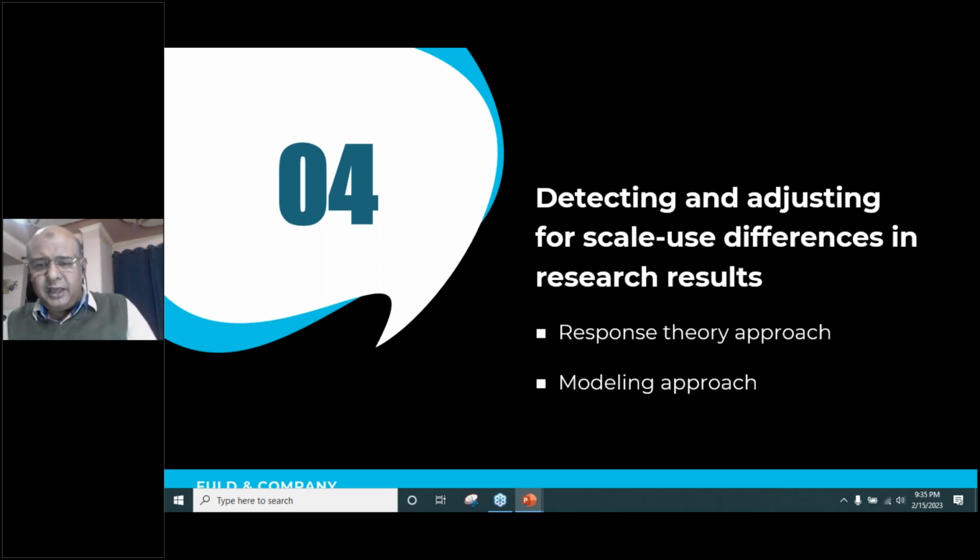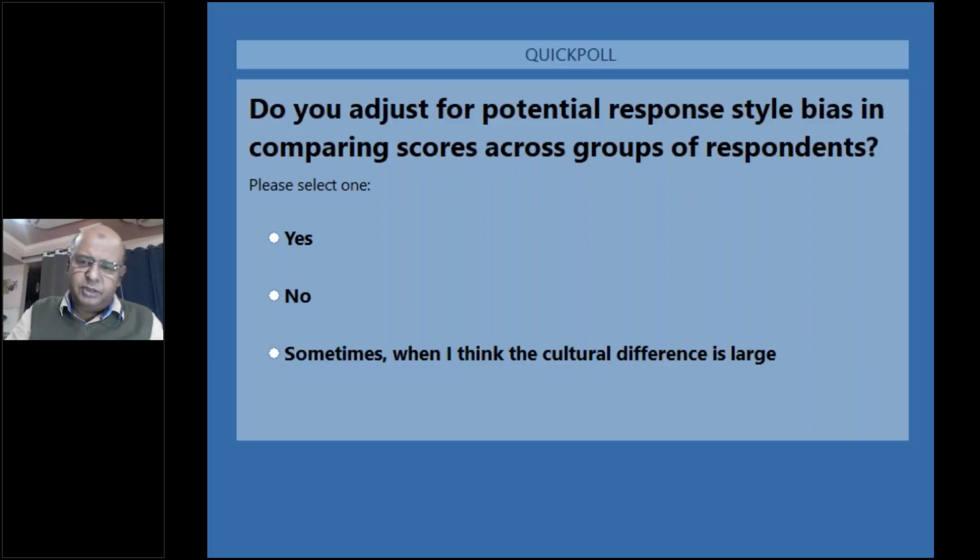But before that, Elaine has a poll that she would like to administer. Elaine, please go ahead. When comparing scores across groups of respondents, do you adjust for potential response style bias? Please select your answer.